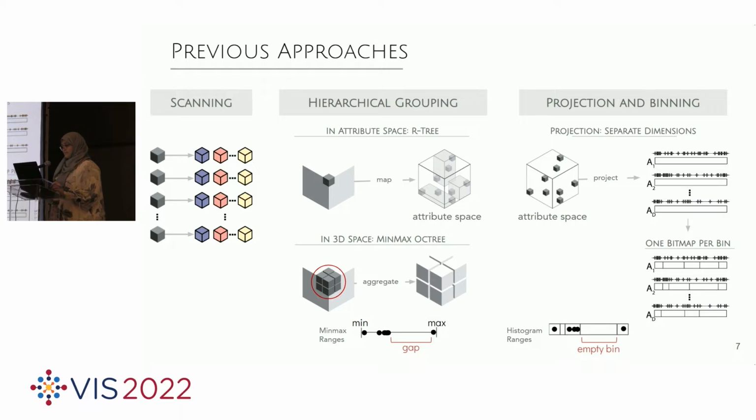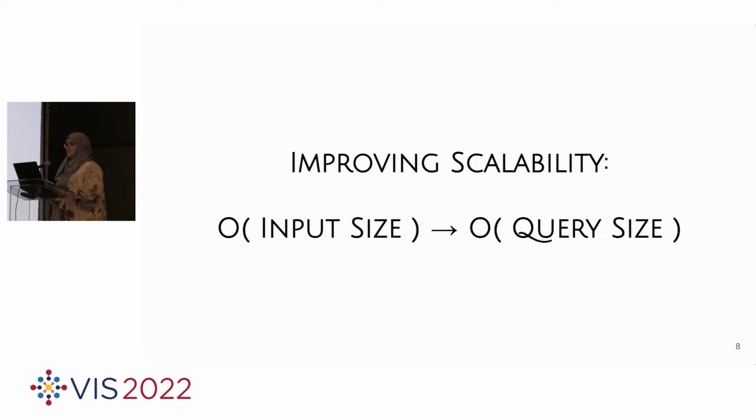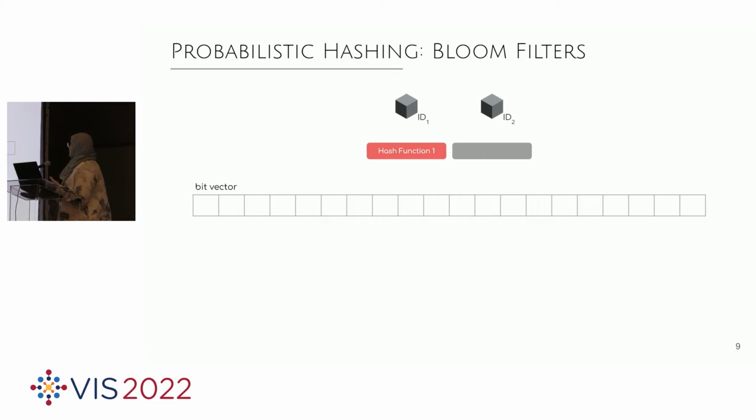However, the bitmap itself is depending directly on the input data size, so it will not scale very well to large data. Our approach is based on bitmaps, but instead of scaling to the input data size, we are scaling to the query size by using a probabilistic hashing approach. We built on Bloom filter, a space-efficient probabilistic hashing approach where we take the cell ID and we apply a hash function to map the ID to a hash index. And then we use this hash index to set the bit in the bit vector.